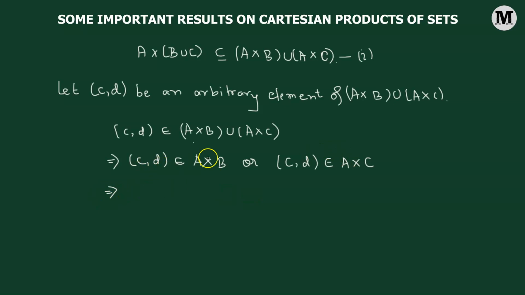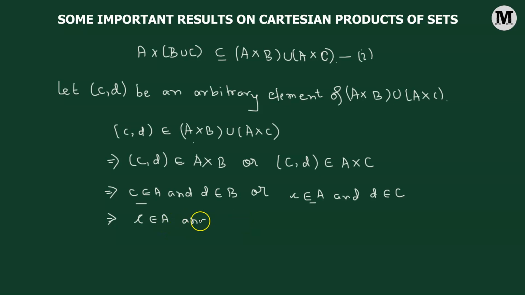Now, the ordered pair (c, d) belonging to the Cartesian product of A and B means c belongs to the set A and d belongs to the set B, or we have c belonging to the set A and d belonging to the set C, which implies that c belongs to the set A. Now when we combine these two statements, we see that c is an element in the set A that is fixed. So we can say c belongs to A, and we can have d belonging to the set B, or d belonging to the set C.